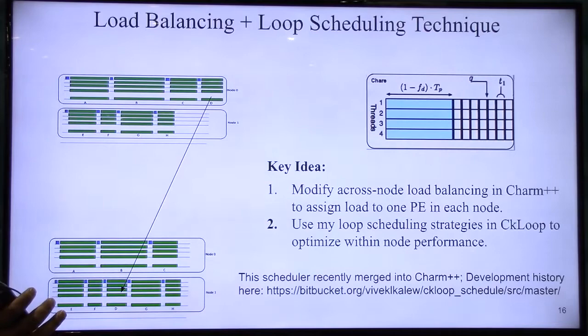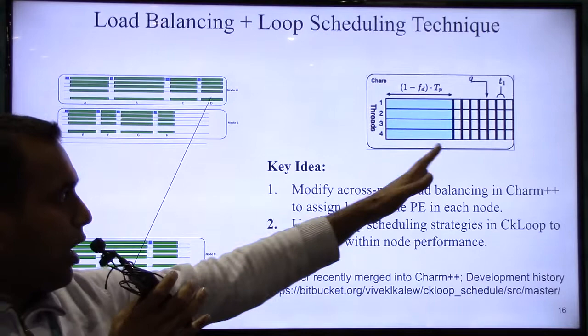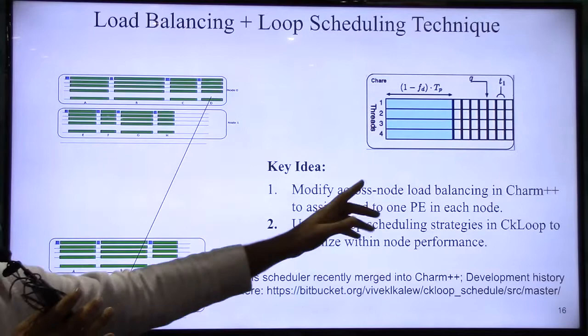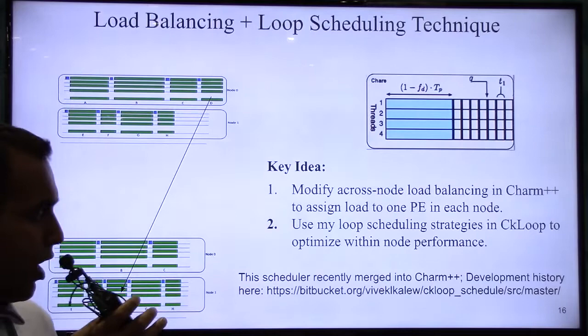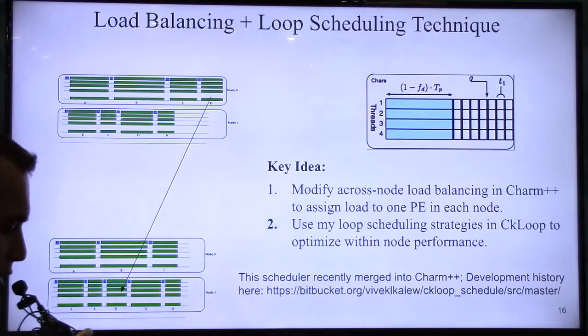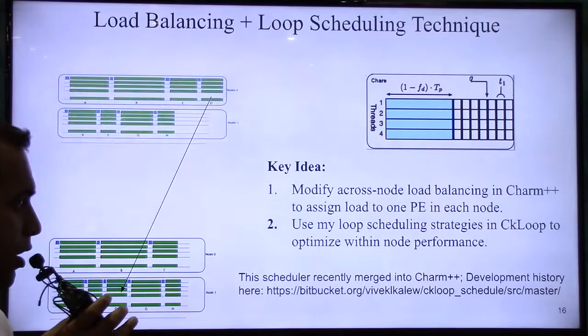What we do is put inside the Charm++ runtime system this low overhead loop scheduling strategy, and we adjust the loop scheduling strategy for the load given the parameters of the cross-node load balancing strategy, and we do vice versa to have the load balancing strategy adapted for the loop scheduling strategy. And this allows for a synergistic load balancing and loop scheduling technique. You can check it out from Bitbucket, if you'd like.